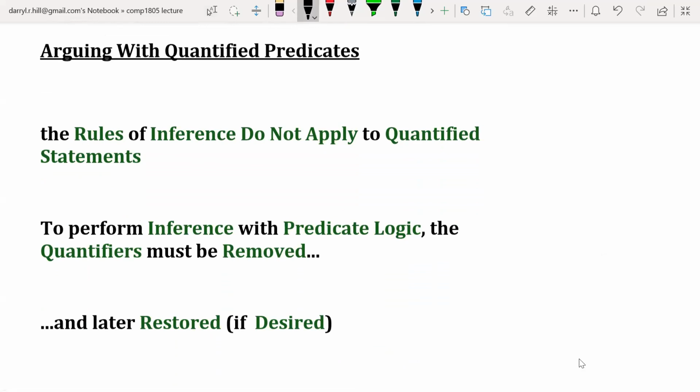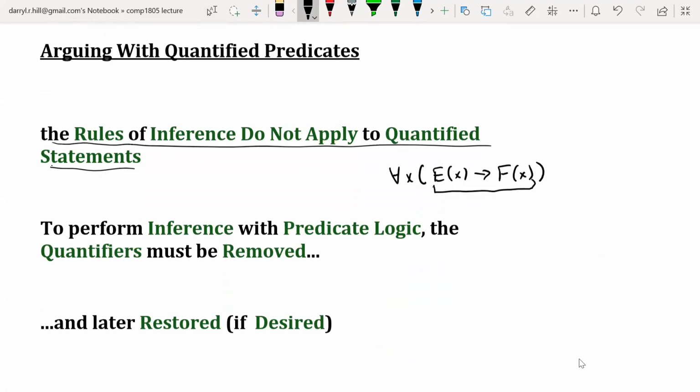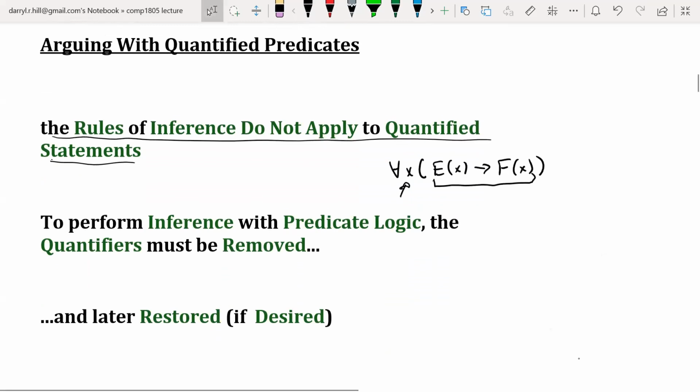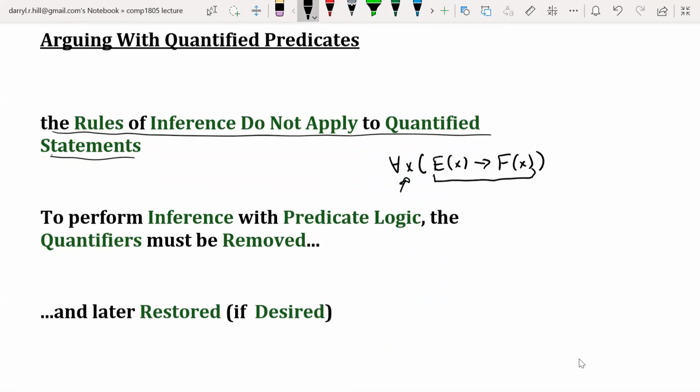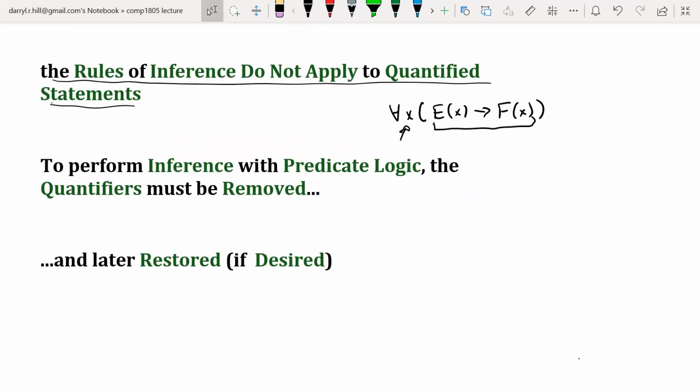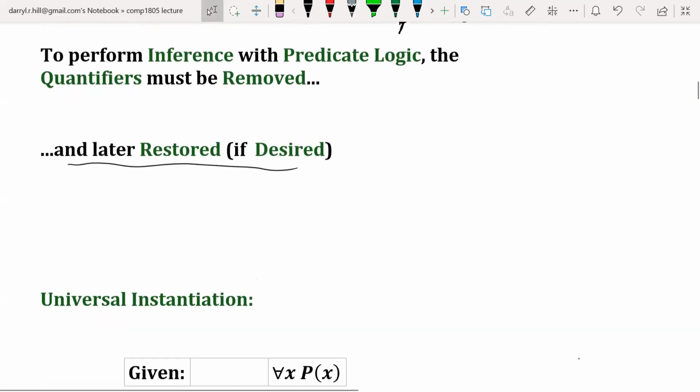Okay. So the first topic, arguing with quantified predicates. So we talked about before how the rules of inference do not apply to quantified statements. We saw earlier on the quiz where we did for all x, blah, blah, blah, and then you can apply the inference rules inside the brackets here, but you couldn't really argue anything outside the brackets. So to perform inference with predicate logic, the quantifiers must be removed and then later restored. As long as we have this quantifier out here, although we can do operations inside the brackets, they're sort of trapped there. We can't combine them with other logical expressions, which is what we want. So we want to be able to take those and combine them with other logical expressions and then argue from there. And then we'll later restore them if we want.